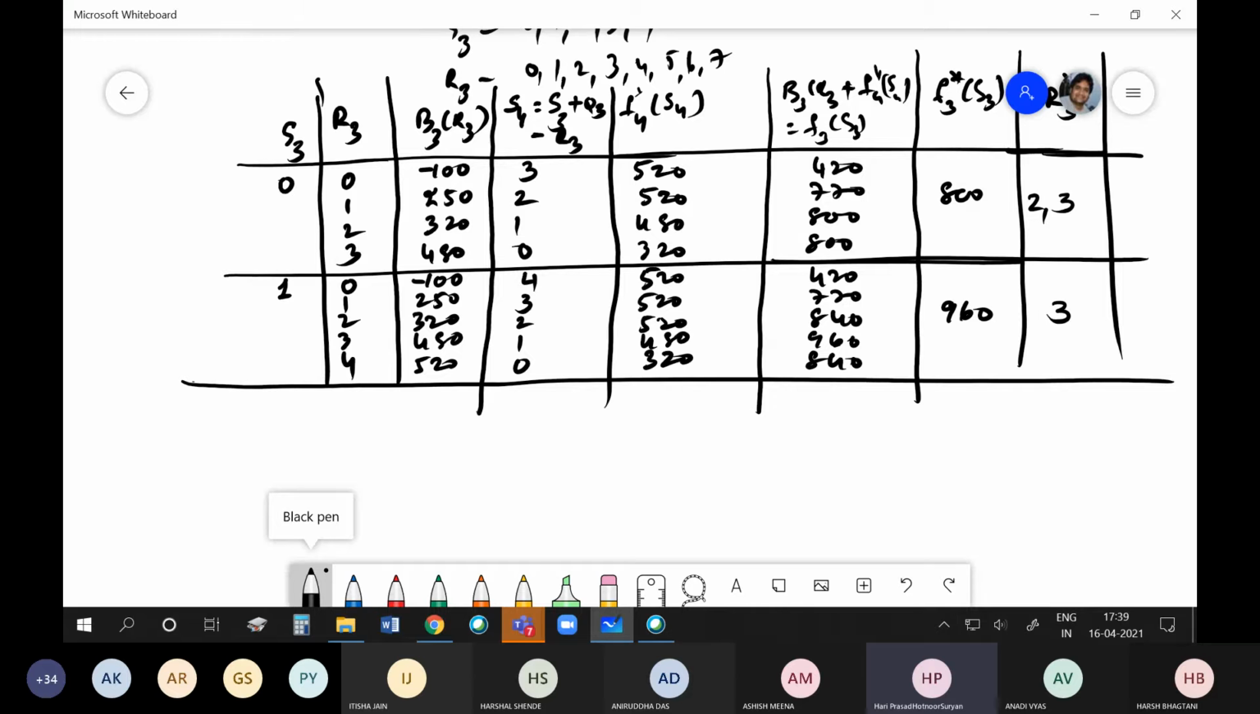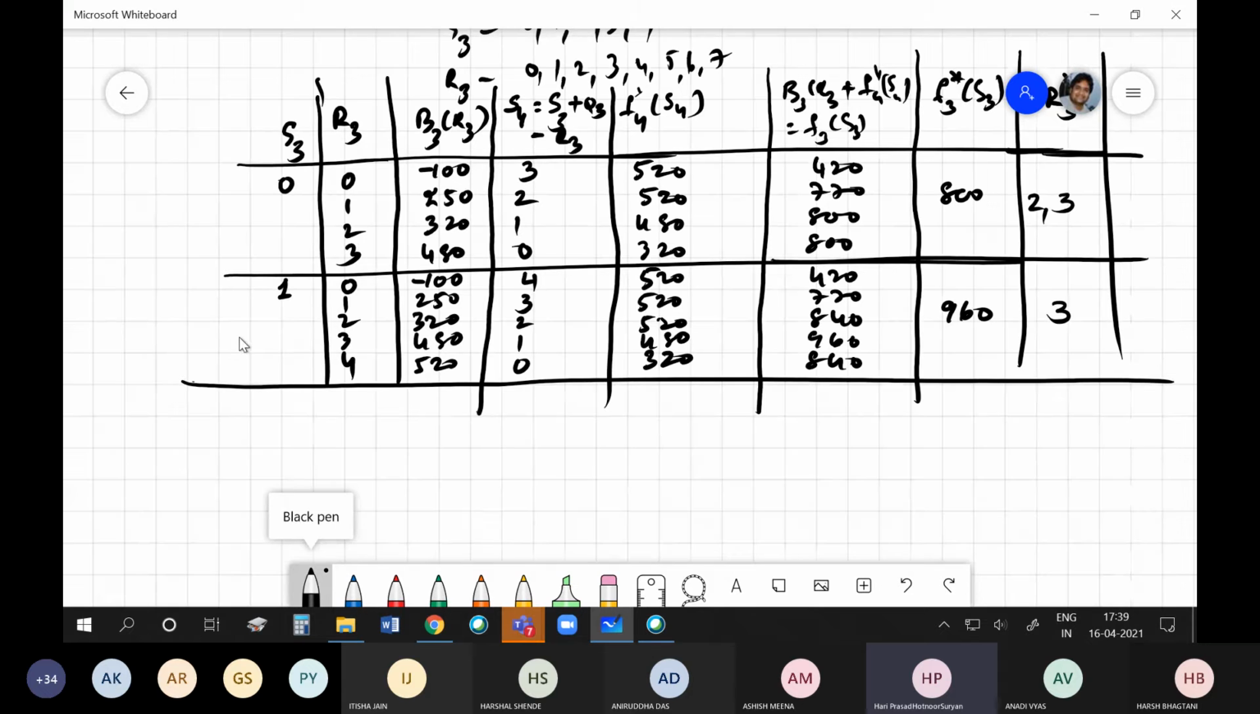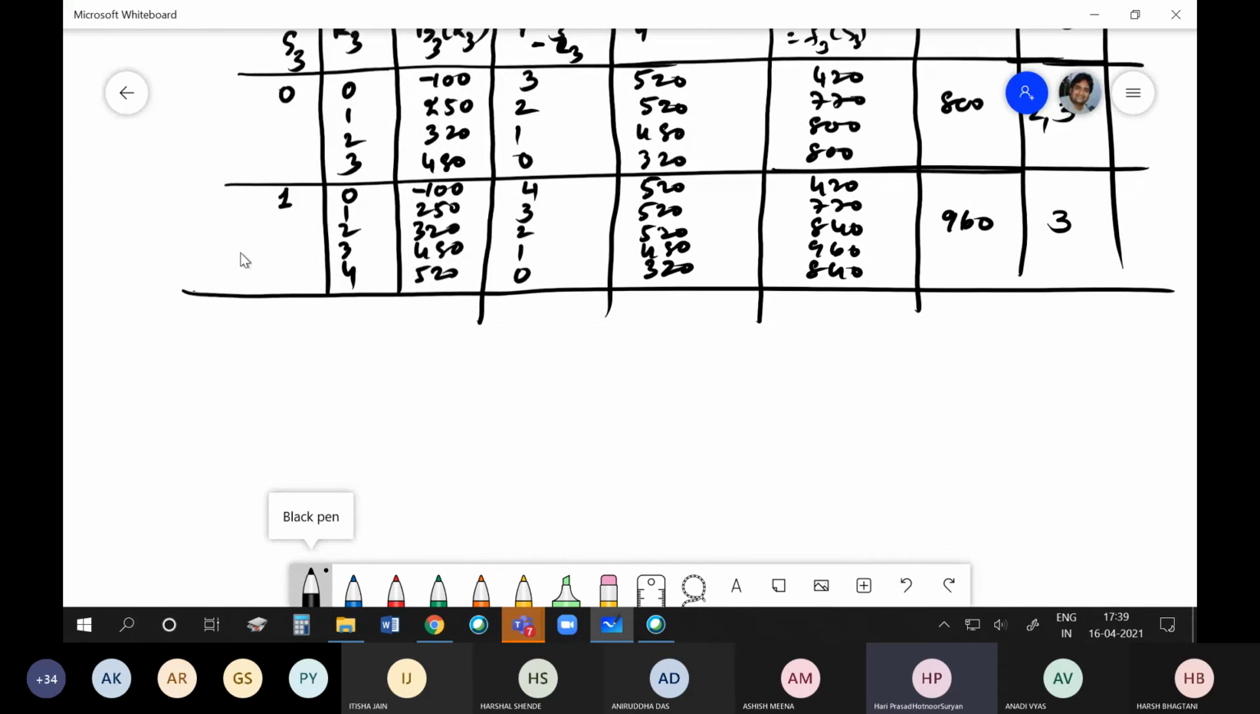Okay, so now let us come to storage 2. So what are the possible releases now? If I have a storage of 2, and 3 units are coming. Huh? 0 to 5. Shall we have 0 now?